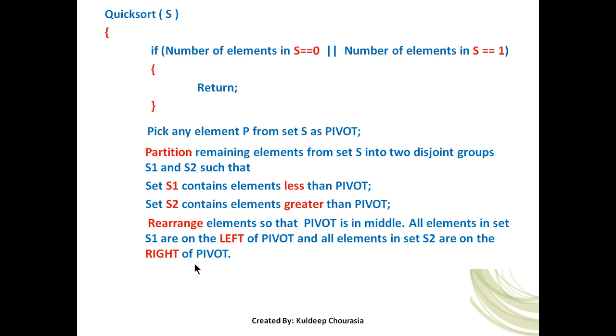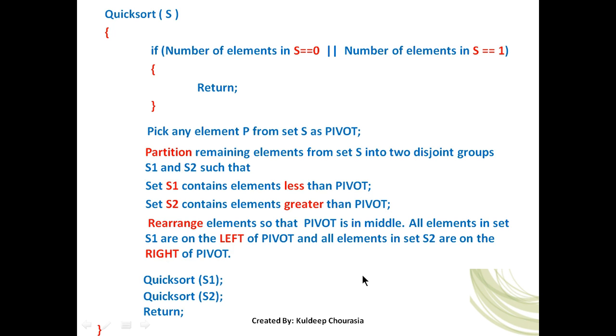So the next step is to sort the set S1. So apply Quicksort algorithm on set S1. When this is over, apply Quicksort algorithm on set S2. So after these two steps, set S1 will be in sorted order, set S2 will be in sorted order. So our set S will be in sorted order. So our whole process ends and we return.